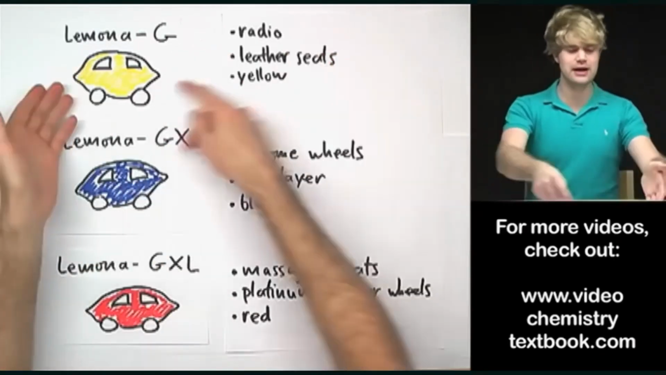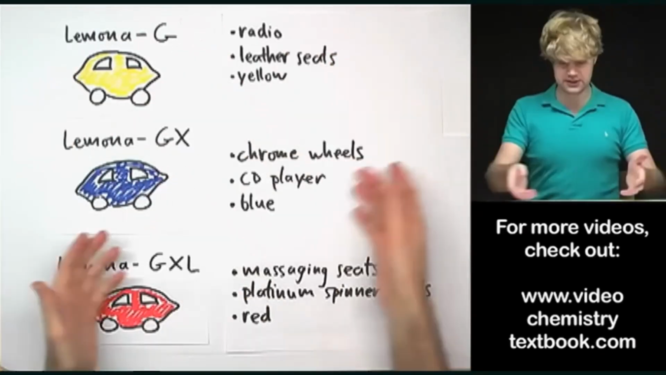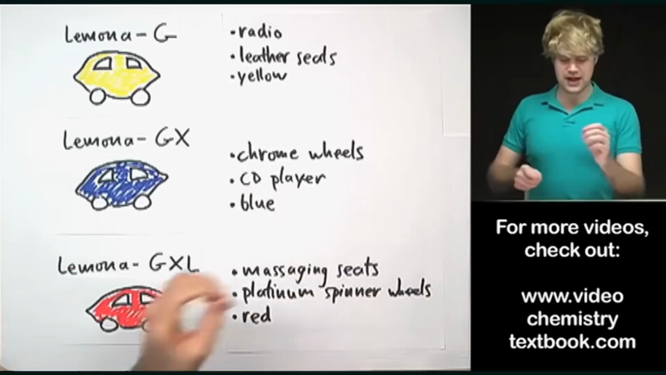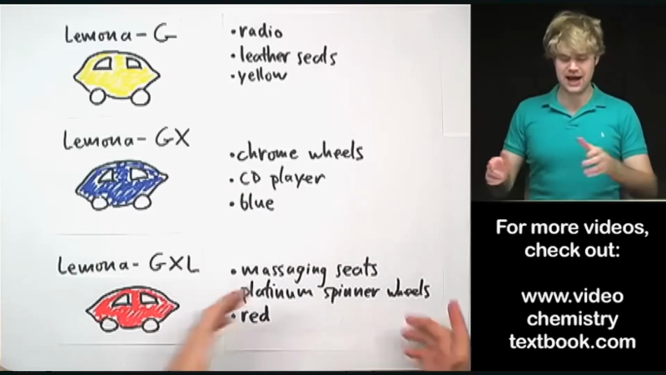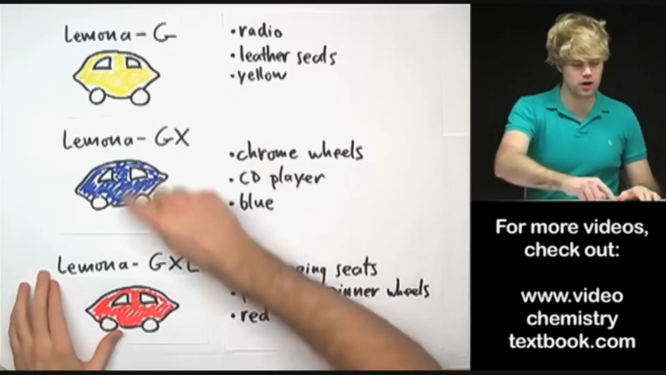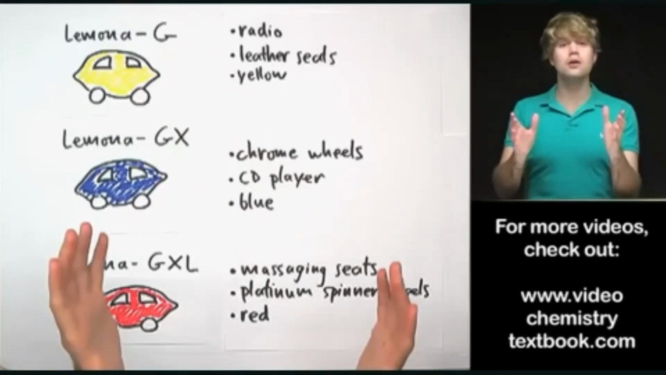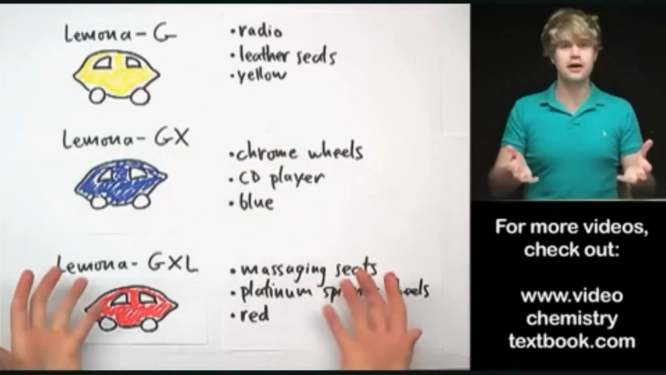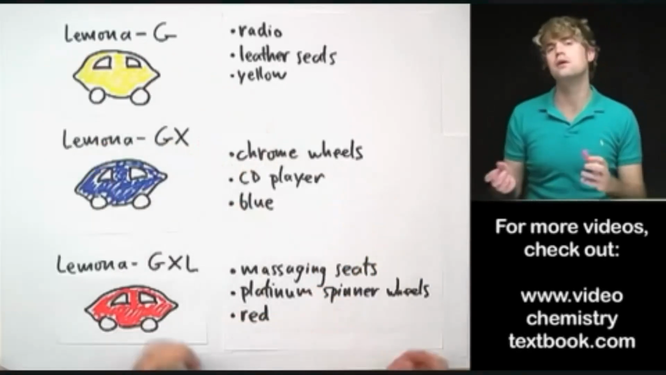One has a radio and leather seats. The GX here has chrome wheels and a CD player. It's blue. The red GXL has massaging seats, platinum spinner wheels, and everything. But here's the point. They are all Lamonas, because they all have this distinctive styling. They look like a lemon, and that's what makes a car a Lamona, okay?